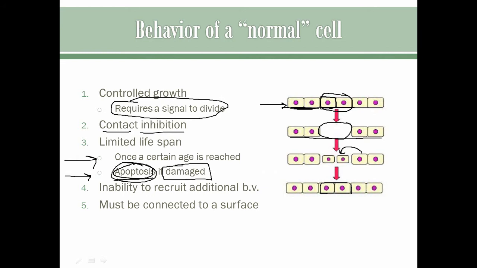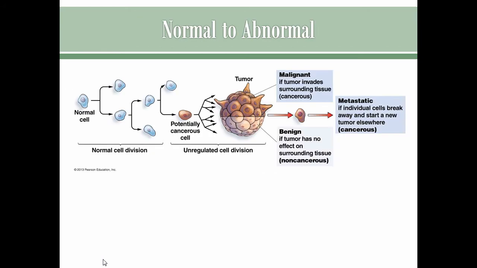Typically this cell can't just fly off the handle and unattach itself and live. When a cell unattaches itself from where it's supposed to be, it usually dies. So typically cells have to be connected to a surface. We're going to see how, in all of these five characteristics, cancer cells behave abnormally.